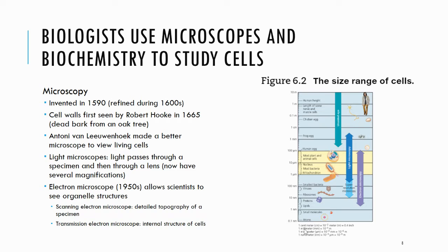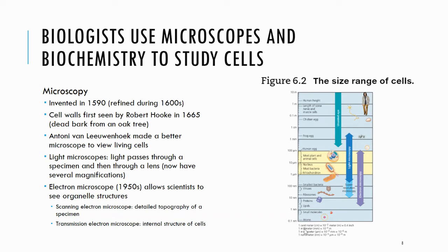Leeuwenhoek made a better microscope that was able to see living cells, specifically pond water. And then we had the development of light microscopes, which use light passed through the lens to be able to see the specimens. These are the kinds you are familiar with and have used before. And then the fancy microscopes called electron microscopes were initially around in the 1950s and have been improved several times since. There are two types: scanning electron, which gives you a detailed topography of a specimen, and transmission electron, which lets you see the internal structure of cells.